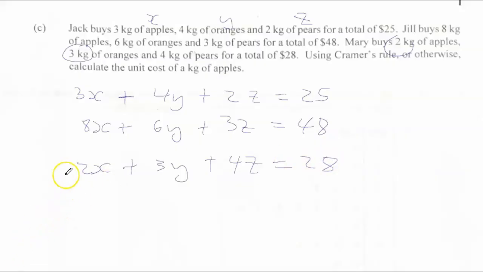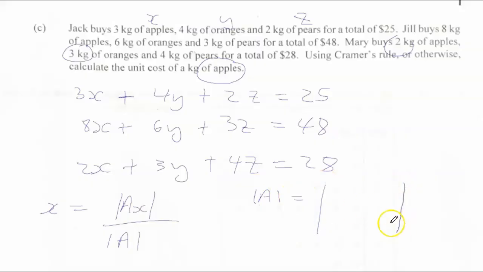So we can use Cramer's rule to find the value of x, since we only want for apples. Alright, so the value of x would be equal to determinant of the matrix AX divided by the determinant of the matrix A. Now let's find the determinant for the matrix A. The determinant for the matrix A will be for all the coefficients on the left hand side. So A will be 3 4 2, 8 6 3, and 2 3 4.